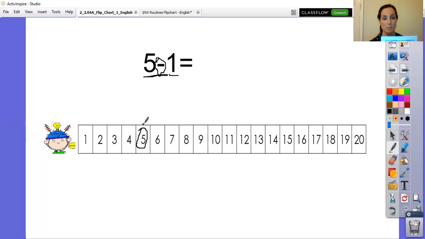So starting at the number 5, we're going to jump back 1, and wherever you land is your answer. So again, using your number path, I want you to start at the number 5, and we are going to count back 1 to find our answer. And if you said 4, that is correct because that is where we landed. Okay, we're going to try another example.